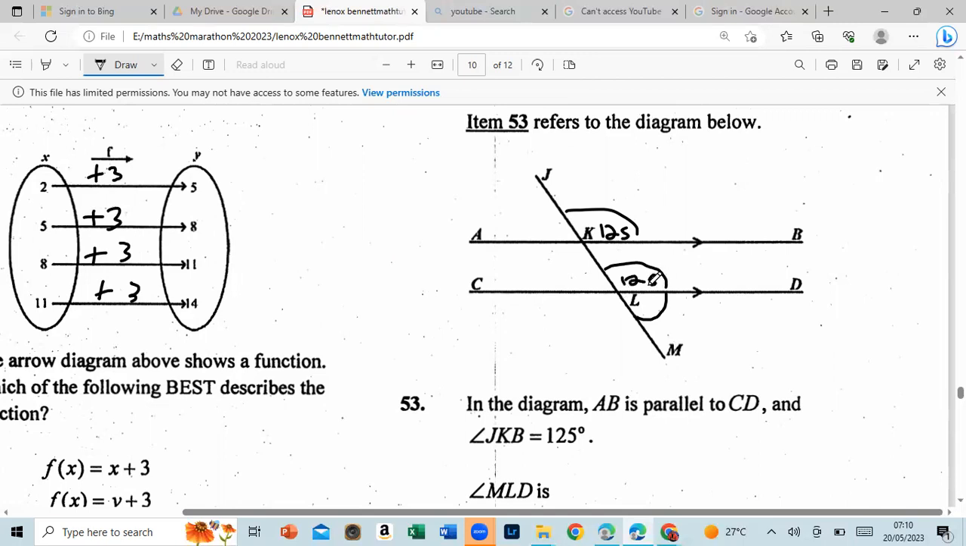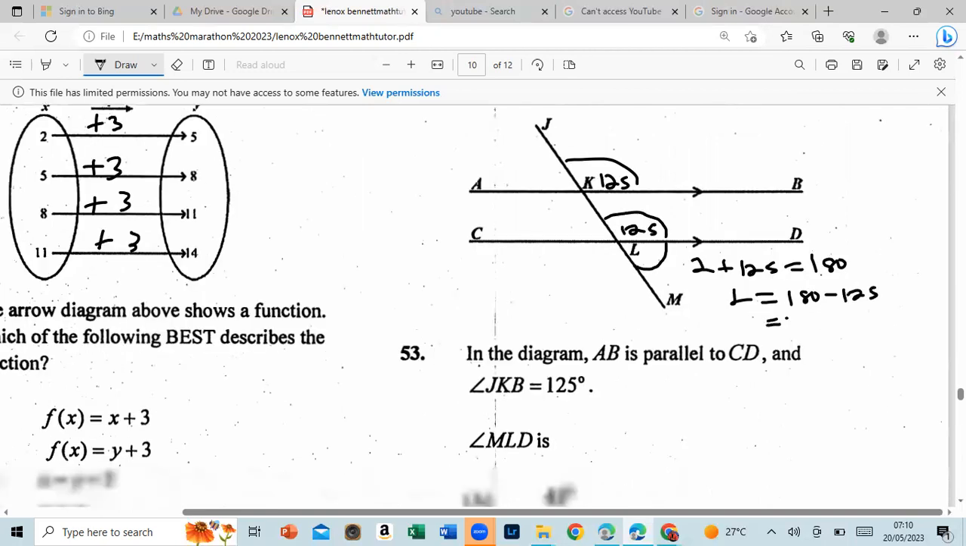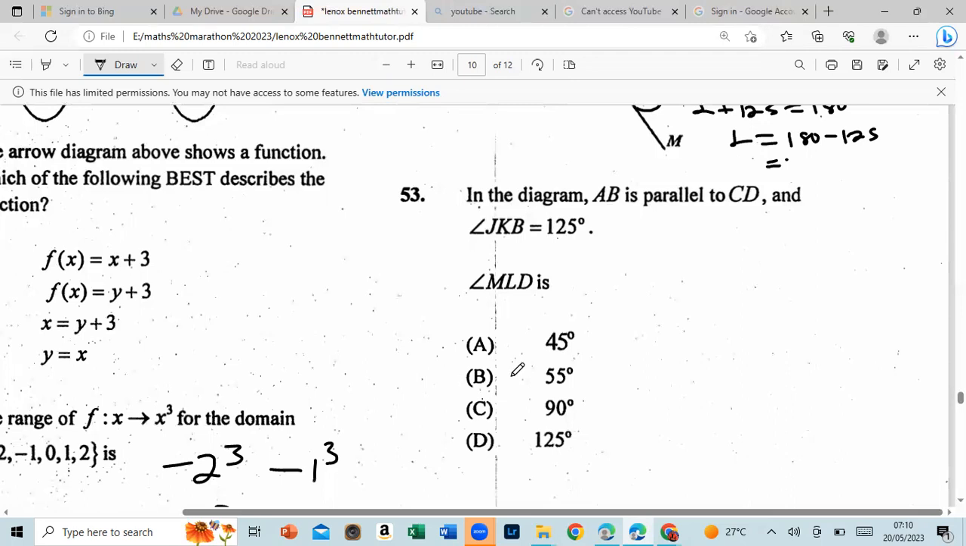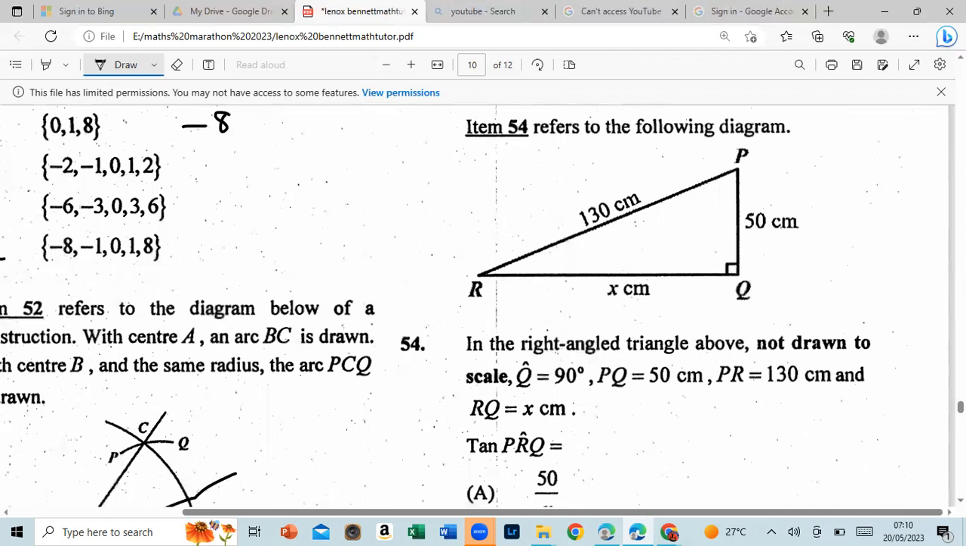Corresponding angles are equal. This now forms a straight angle. So this angle L plus 125 equals 180. Now we know how to do the rest from there. We just subtract 125 from both sides, which gives us 180 minus 125, about 55. Yeah, so that's 55 degrees. All right, let's move on to 54.